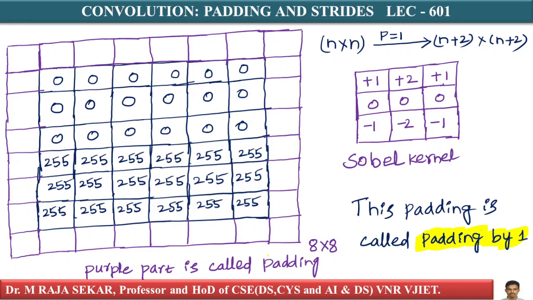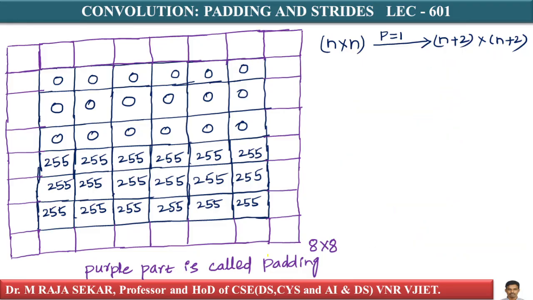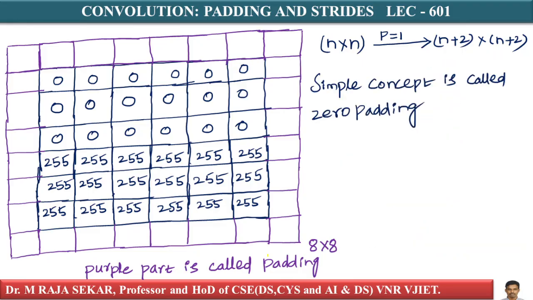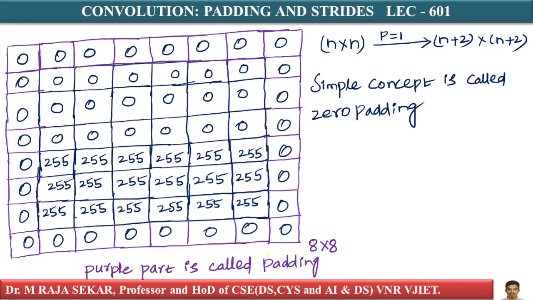Okay, very simple concept. Now the question here is, what values will you keep in these extra cells? The simplest concept is called zero padding. You just put zero values in these extra cells. We simply put zero values here. That's simply called zero padding.